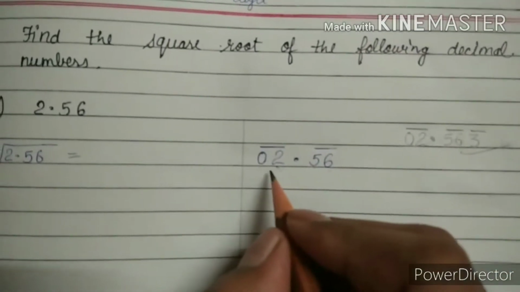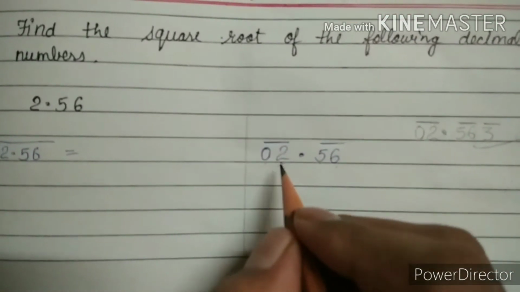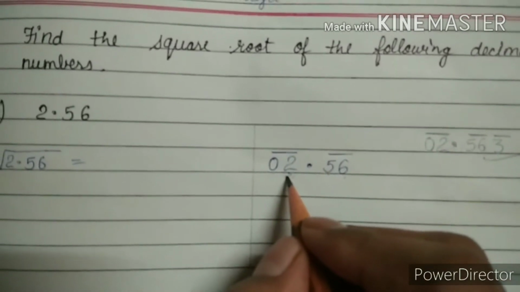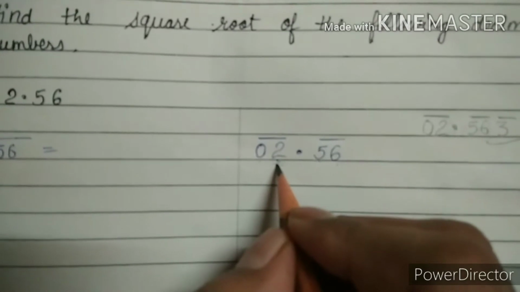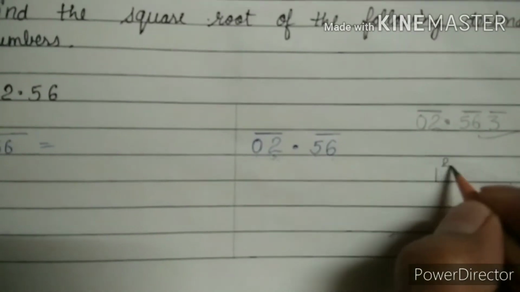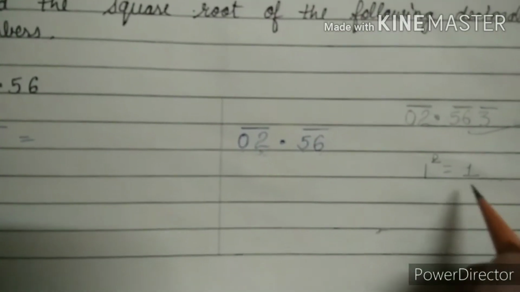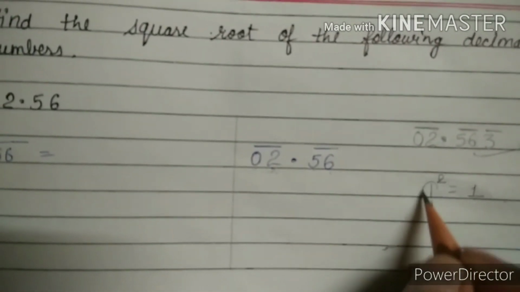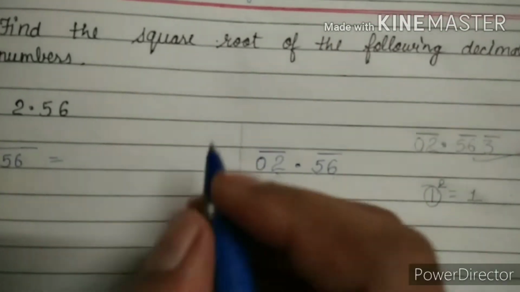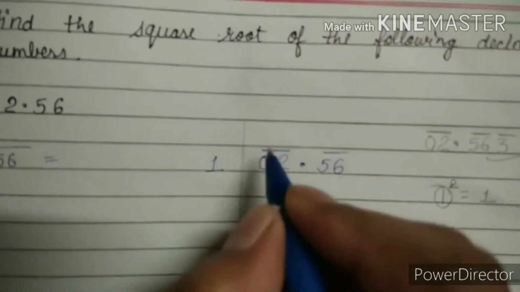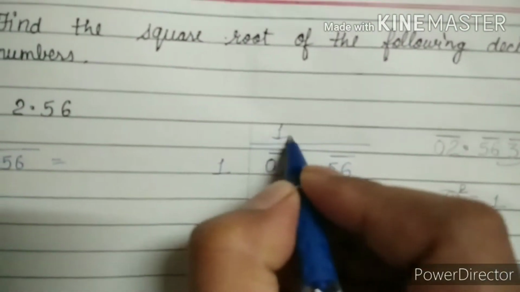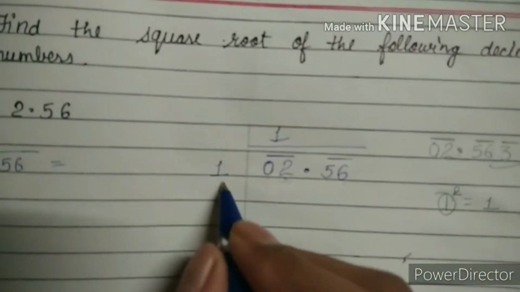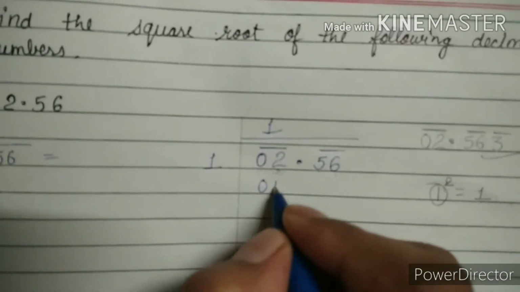Now we have to see, is 2 the square of anything? No, 2 is not the square of anything. So let's check for less than 2. Less than 2, 1 squared is 1. So 1 squared is 1, that is less than 2. So we are taking 1. If 1 is here, so 1 will come here also. And 1 squared is 1.